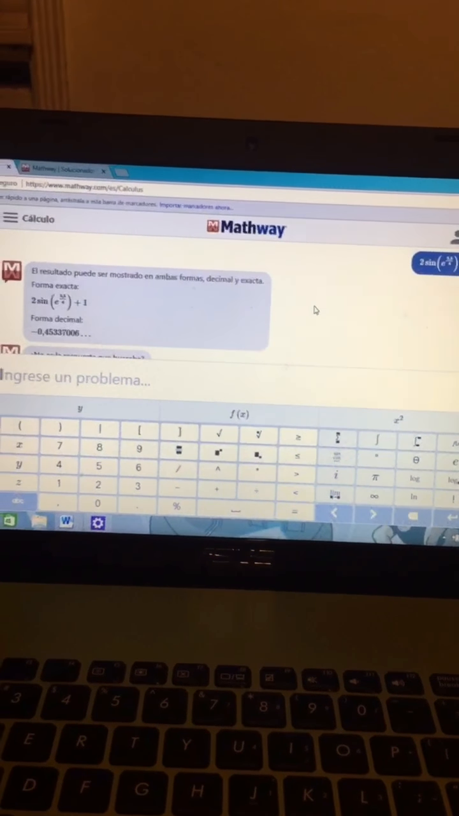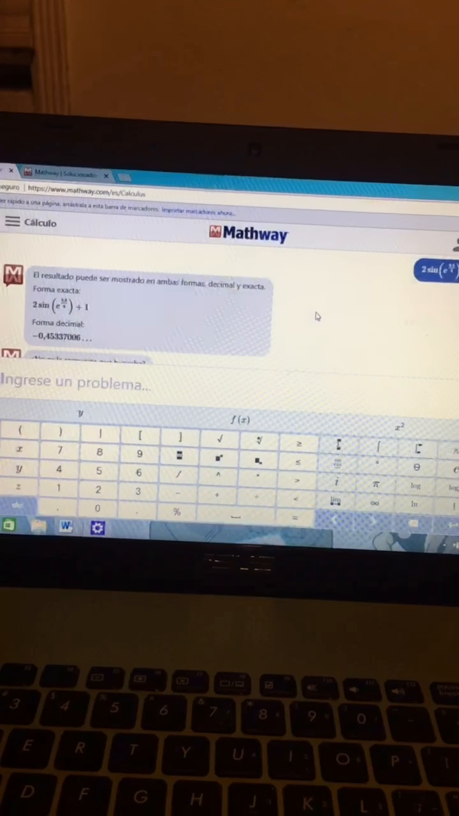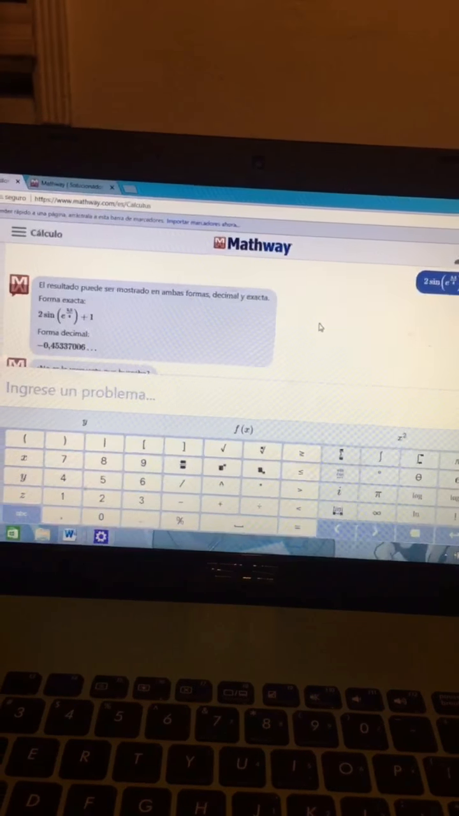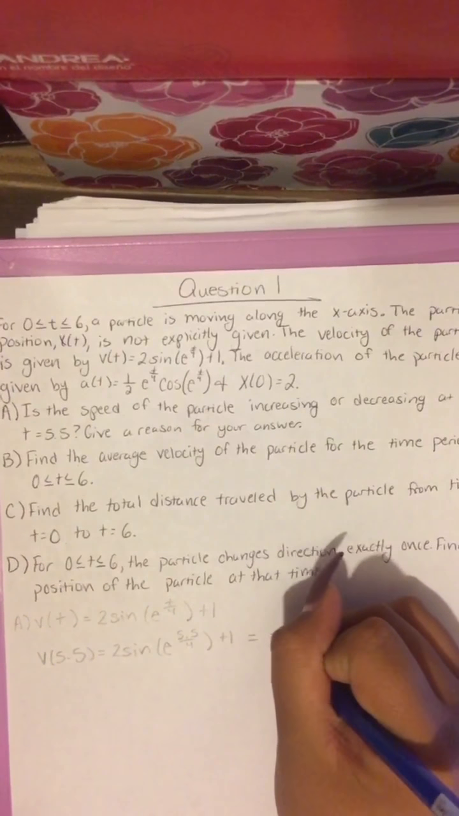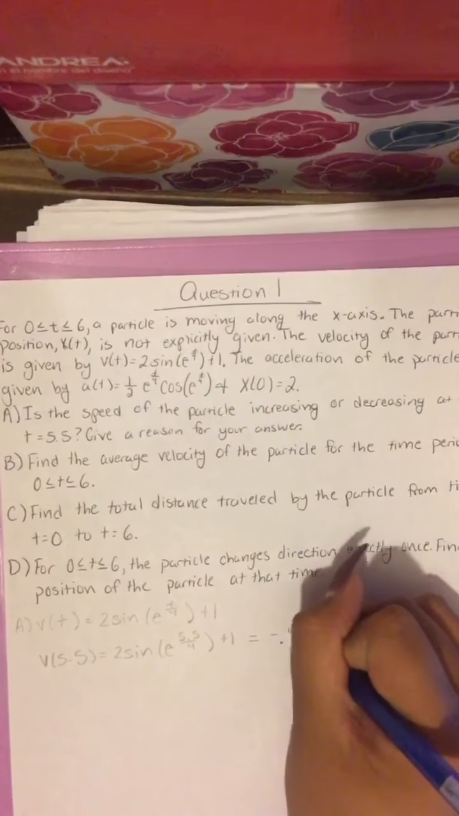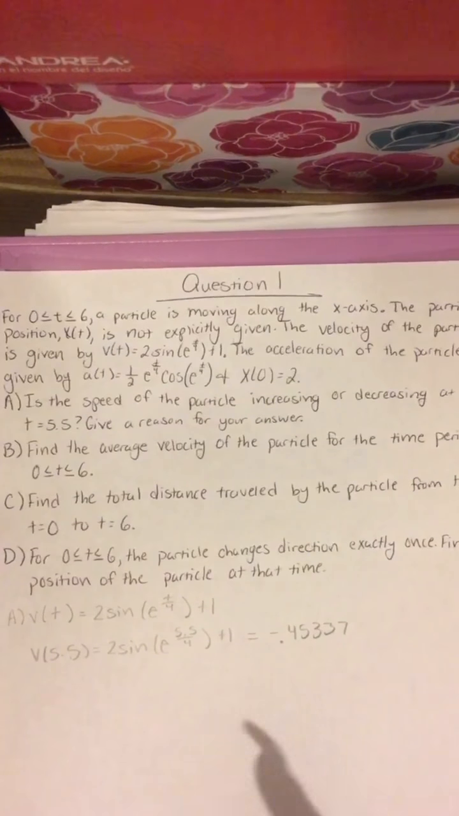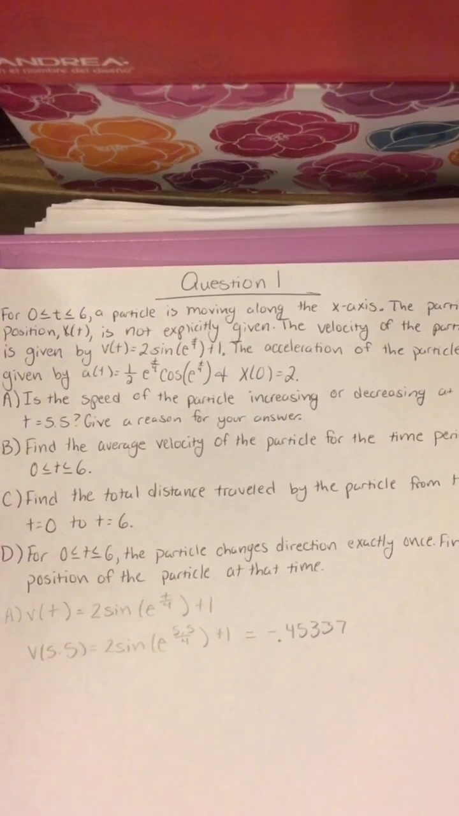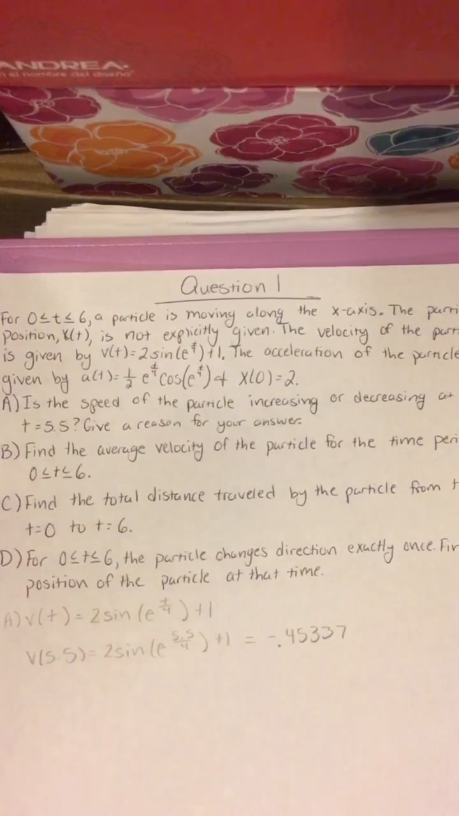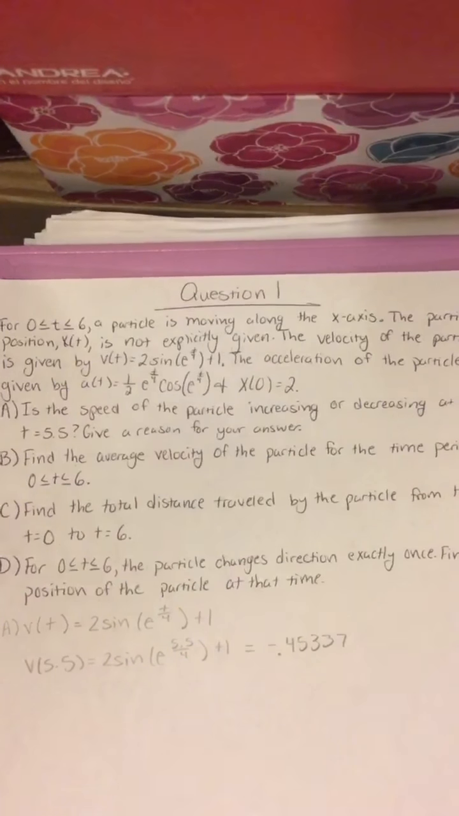So right here we see the answer: v(5.5) equals negative 0.45337. Once plugged into the calculator, it would be negative 0.45337. But remember, this is velocity, not speed. So based on the negative number after plugging in 5.5, we know that we are going to the left, but not whether we are speeding up or not. Now check acceleration by plugging 5.5 into the acceleration function.